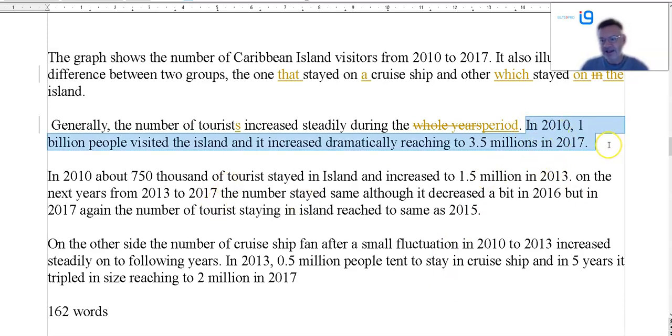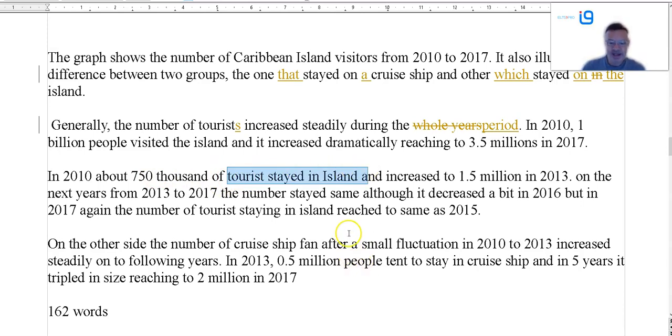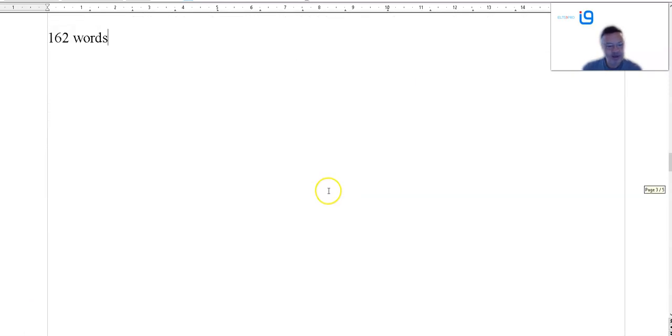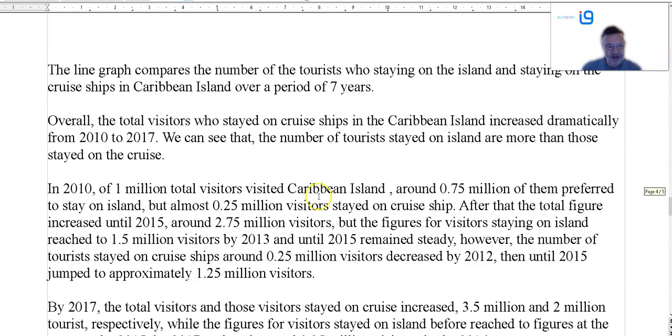Then you've got figures and data that we don't want. "750,000 of tourists stayed in Ireland." So we're missing prepositions again, articles. Tourists stayed on the island. You know, the number stayed the same. It decreased a little. But in terms of, again, number of tourists. Right, so it's a bit of a jumble. It's only 162 words, so I can't be bothered to rewrite that one.